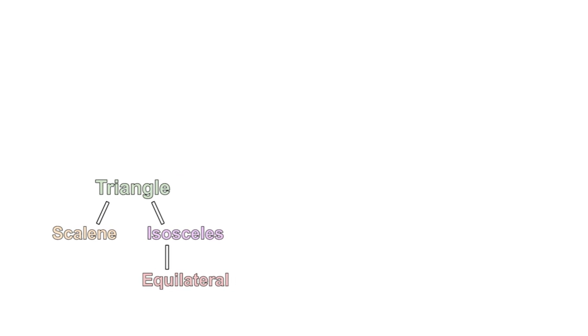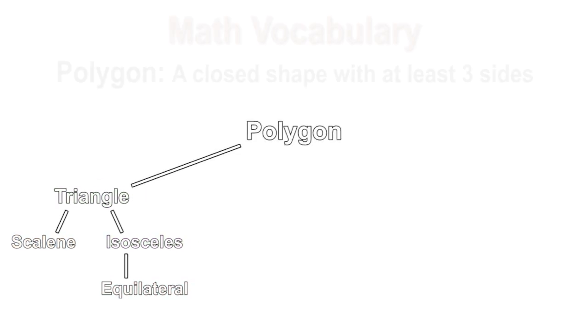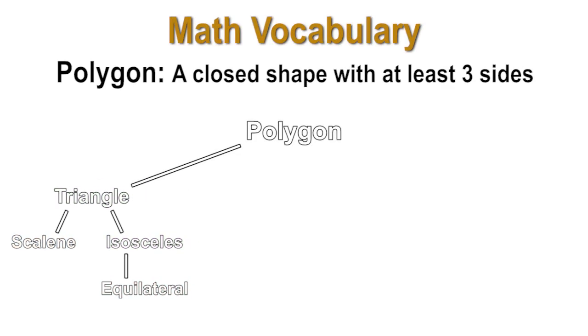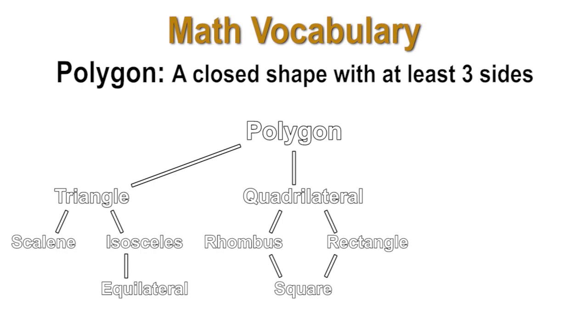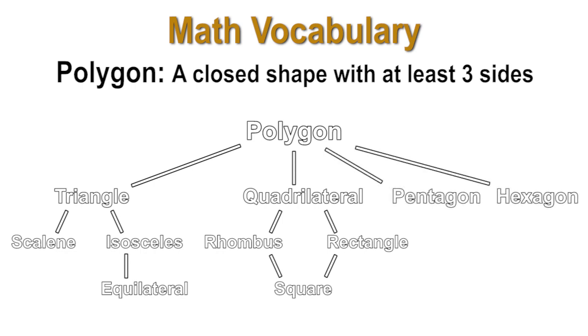Triangles are actually a subgroup of the term polygon. A polygon is any closed shape with at least 3 sides. Let's bring up the hierarchy of quadrilaterals from a previous lesson. Quadrilaterals have 4 sides and are closed, so they too are a subgroup of polygons. In fact, many other known shapes can also be added under polygons. Pentagons, hexagons, and so many more.